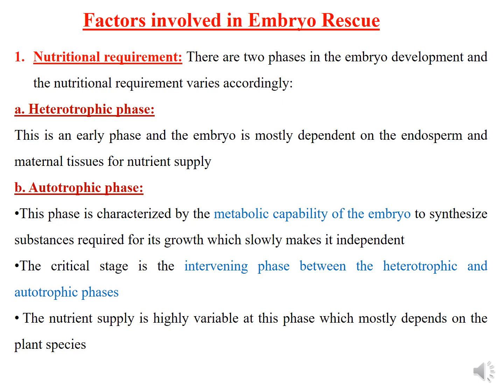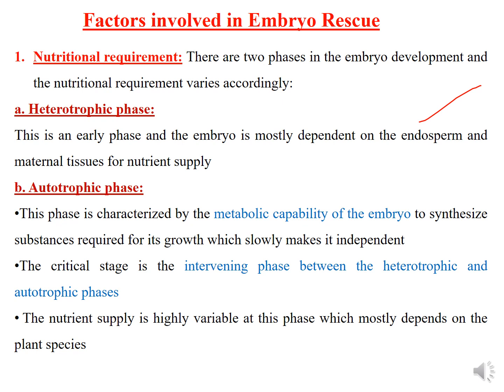The first and most important one is the nutritional requirement. In embryo growth there are two phases: the heterotrophic phase and the autotrophic phase. The heterotrophic phase is the early phase of the embryo, which is mostly dependent on the endosperm and maternal tissues for the nutrient supply. The autotrophic phase is characterized by the metabolic capability of the embryo to synthesize substances required for growth.